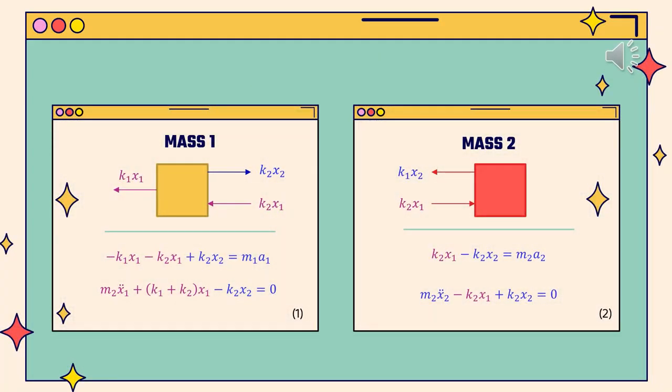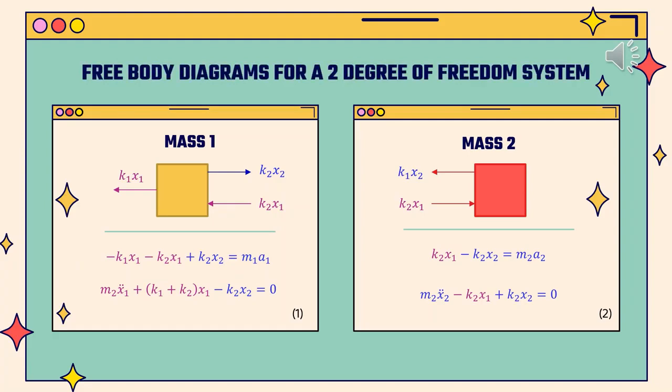To determine the equation of motion of a 2 degree of freedom system, we will apply Newton's second law. From the free body diagram of both masses, we can describe the motion of this system as x1 and x2. The equations can be obtained by applying F equals ma. For mass 1, we have negative k1 x1 minus k2 x1 plus k2 x2 equals m1 a1. For mass 2, we have k2 x1 minus k2 x2 equals m2 a2.